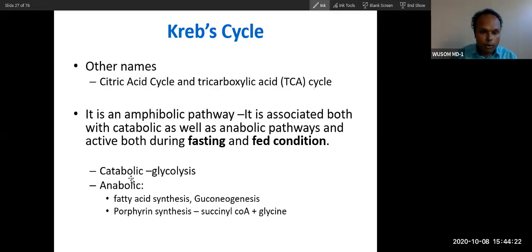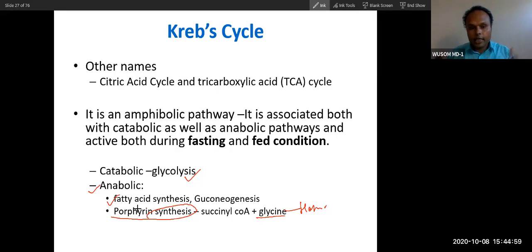So you can remember, catabolism is associated with glycolysis during fed condition. What is the anabolic function? It is associated with synthesis of glycine, porphyrin or heme synthesis, and synthesis of fatty acid. During fed condition also, if you take too much glucose, glucose will convert into fat. So we will talk about fatty acid synthesis.